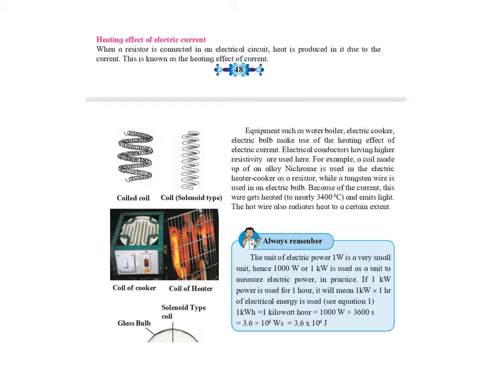Nichrome is an alloy which is made up of 80% nickel and 20% chromium. Nichrome is a very special type of alloy which has a very high melting point. Another example given to you is the tungsten wire that we see in the electric bulb. It is seen that this wire gets heated to nearly 3400 degrees Celsius and emits light. This hot wire also radiates heat to a certain extent.